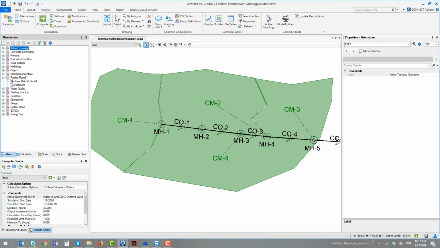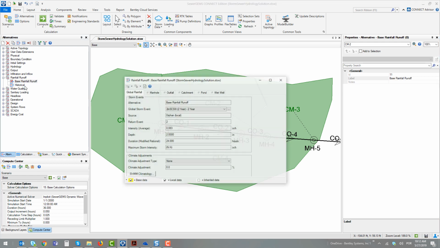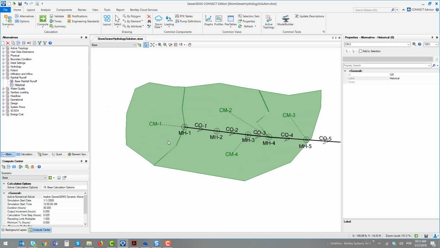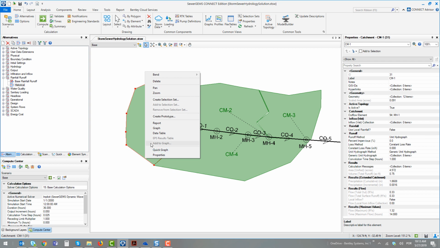So in the alternatives manager, we can see we have two rainfall runoff alternatives, and the difference between them, if we double click, is the global storm event. So we could see that looking at the results, both curves have the same total volume of storm water, but the difference between them is that the second storm has an intensity difference.